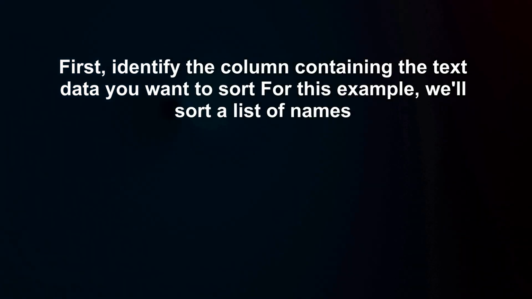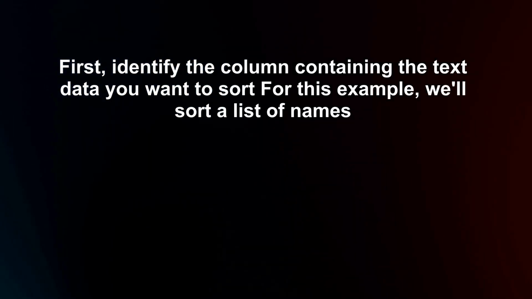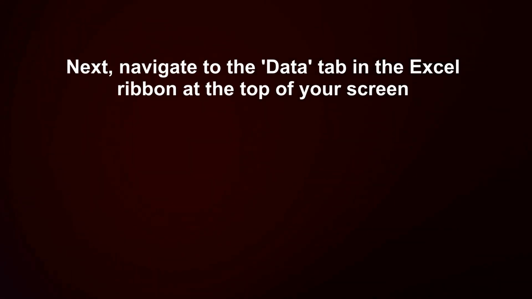First, identify the column containing the text data you want to sort. For this example, we'll sort a list of names. Next, navigate to the Data tab in the Excel ribbon at the top of your screen.